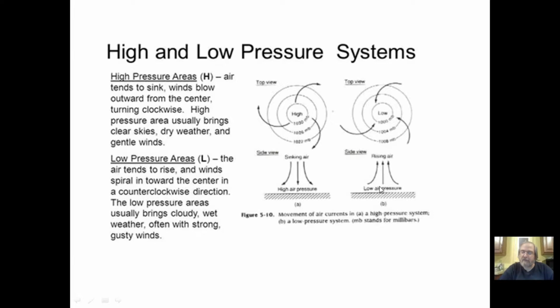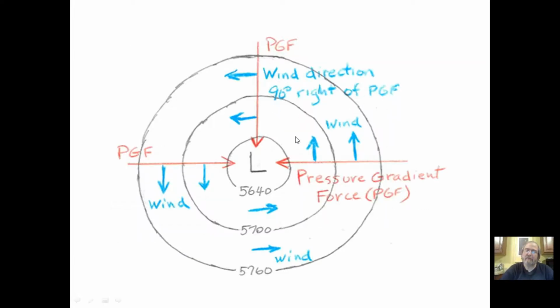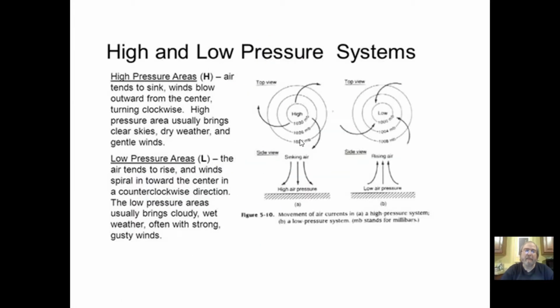Here we see a side view of the low pressure system, air rising, so it's moving into the center, and it deflects to the right, creating the counterclockwise flow again for the northern hemisphere. Right? This diagram, I think, simplifies it and clarifies it a bit better. High pressure areas bring clear skies, dry weather, gentle winds. Low pressure, cloudy, wet weather, strong gusty winds.